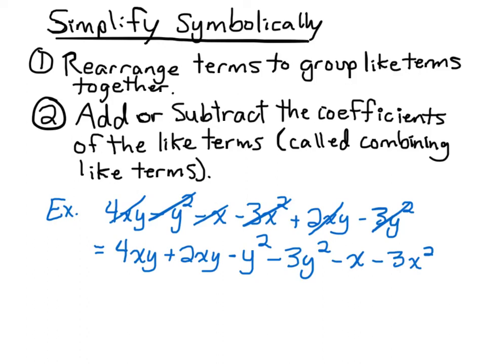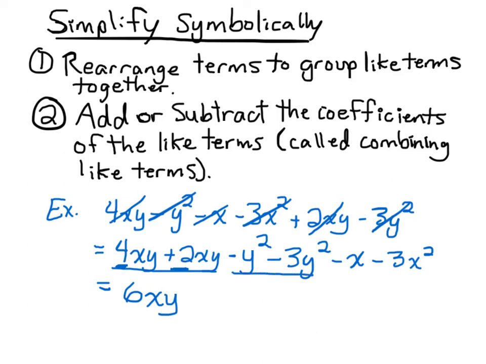Now the second step is to add and subtract the like terms to combine them. And we add and subtract the coefficients. So we got 4xy plus 2xy. So if you had 4 xy's and you added 2 more xy's, you end up with 6 xy's. Or add the coefficients, 4 plus 2 is 6, and then the variables stay the same.